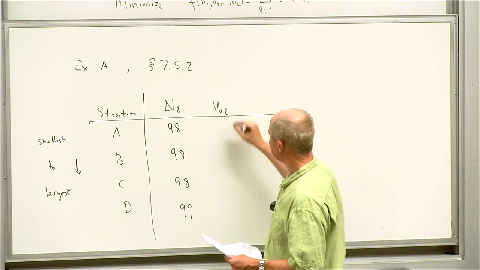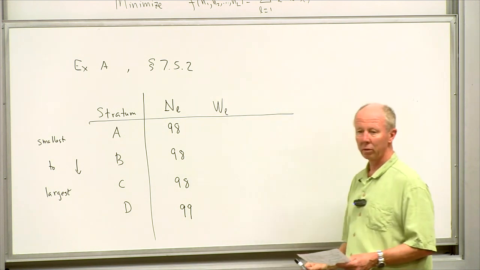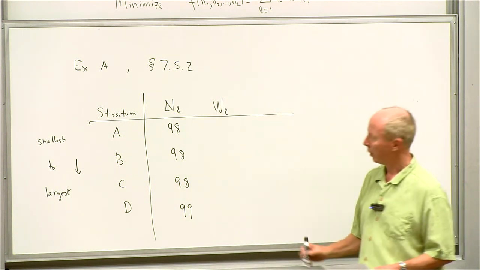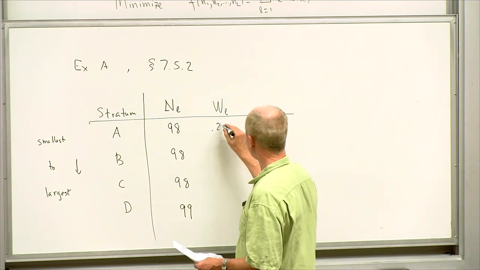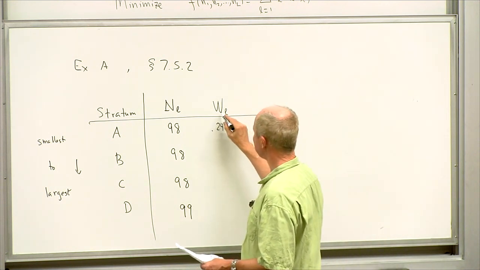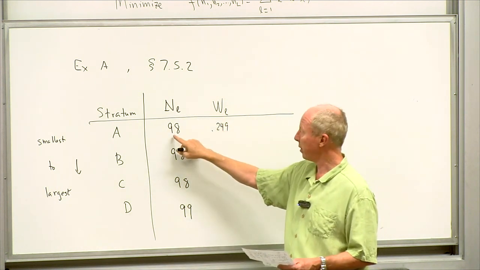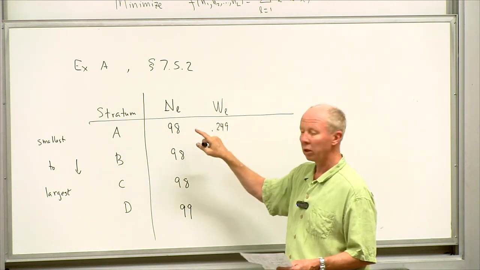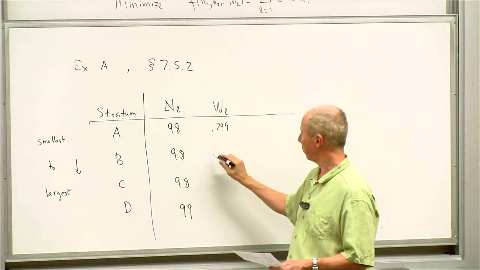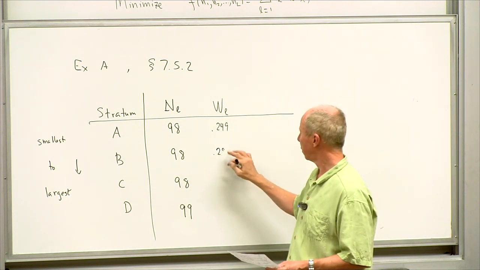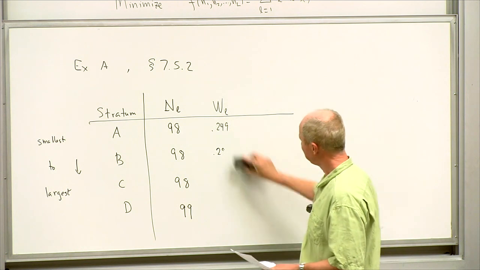Relative weights are almost a fourth. The total number was 393. So this is 0.249. What is this? This is n sub L over capital N. So this would be 98. This is 98 over 393. This would be 98 over 393.